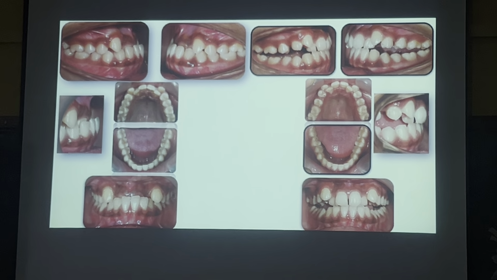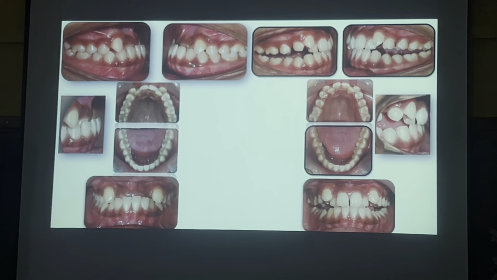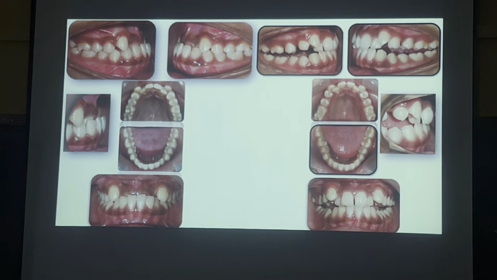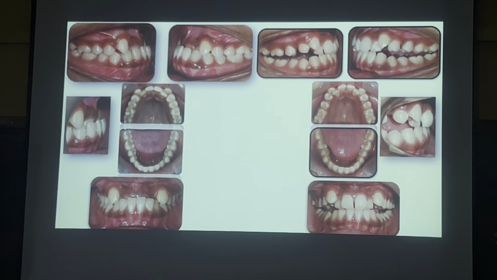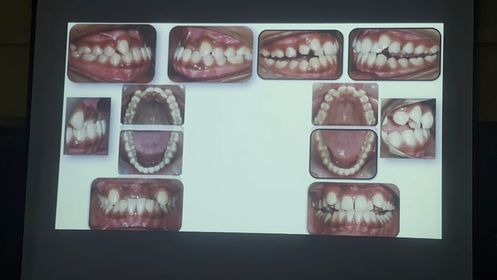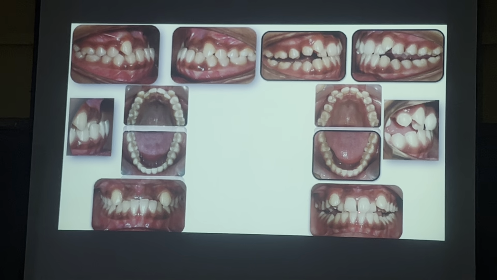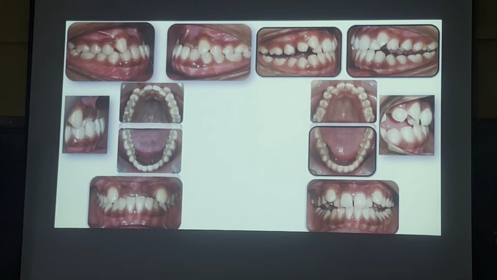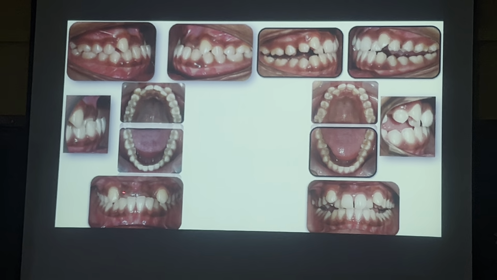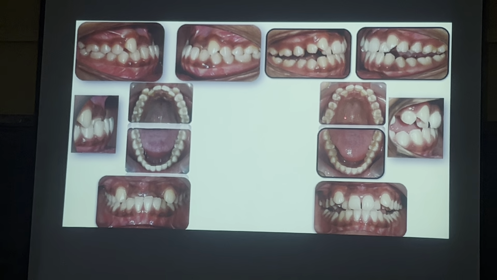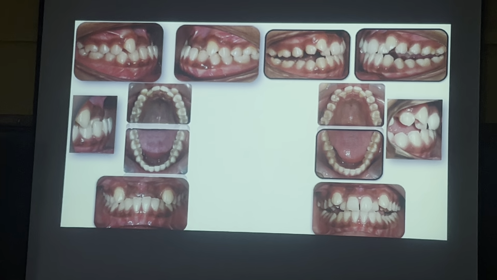See, after the reverse Schwarz block appliance, look at how the space is created. By the jump, we achieve the end-to-end relationship. This was the before and after, and what we achieved is the inner space to accommodate the canine.